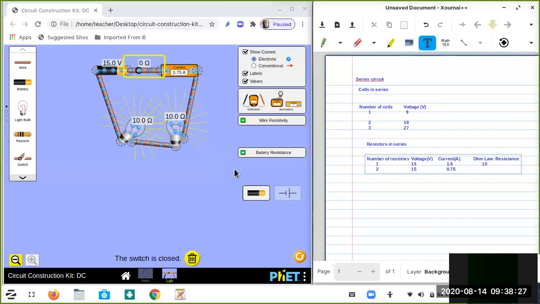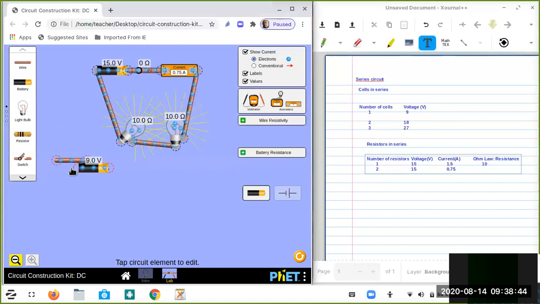Now, so let's check. There are two resistors. Each one is 10 ohms, right? Now, if I am going to set up a similar setup, then how much will be the resistance of the one resistor that we must connect in the circuit in such a way that we'll still be having 15 volts and the current is 0.75. That's what we are going to check.